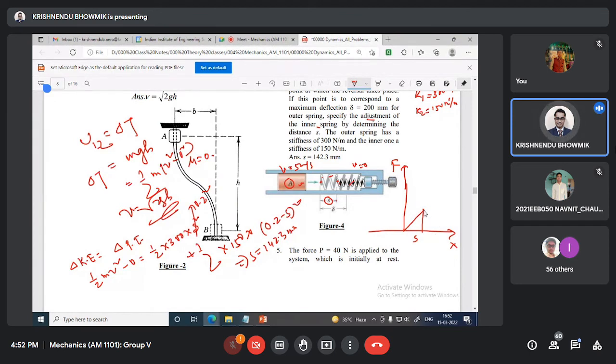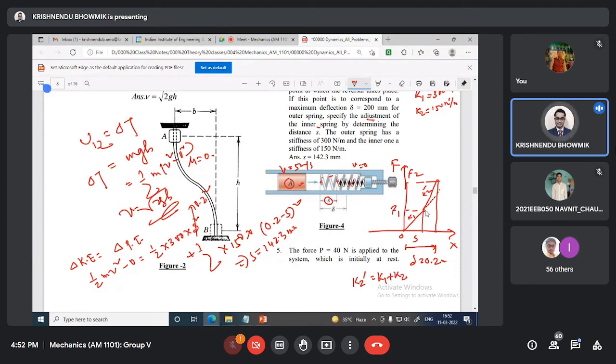Okay. Then the second one will be in contact and its slope will be a little high and it will move a further distance. And this distance is delta equal to 0.2 meter. Now this one is f1 and this is f2. This is k1, this is k2. Basically here k2 prime will be k1 plus k2.